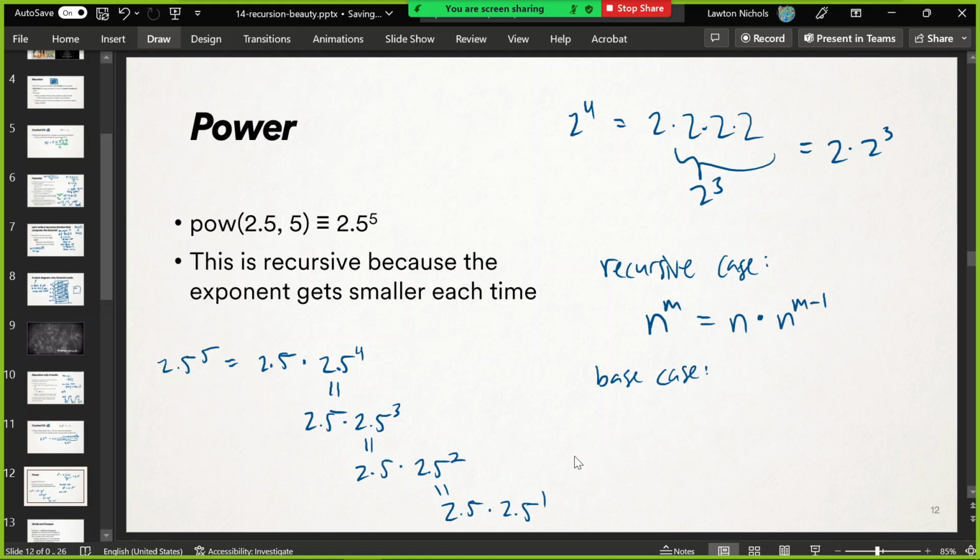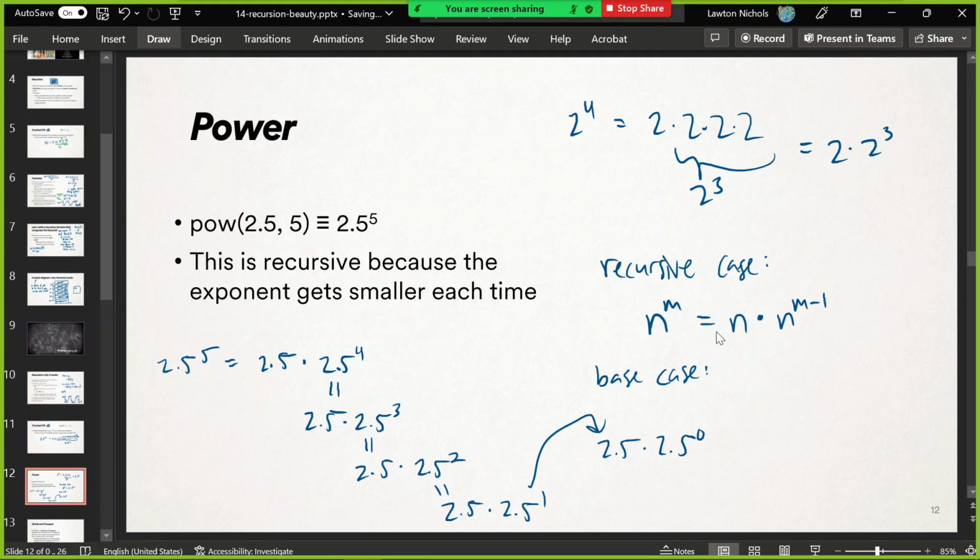And, all right, what's this? Do we immediately know an answer? Anything to the first power really is itself. But we could try to keep running this rule. This could be a base case, though. But, I don't know. 2.5 to the first power, well, let's keep following the rule. 2.5 times 2.5 to the 0.